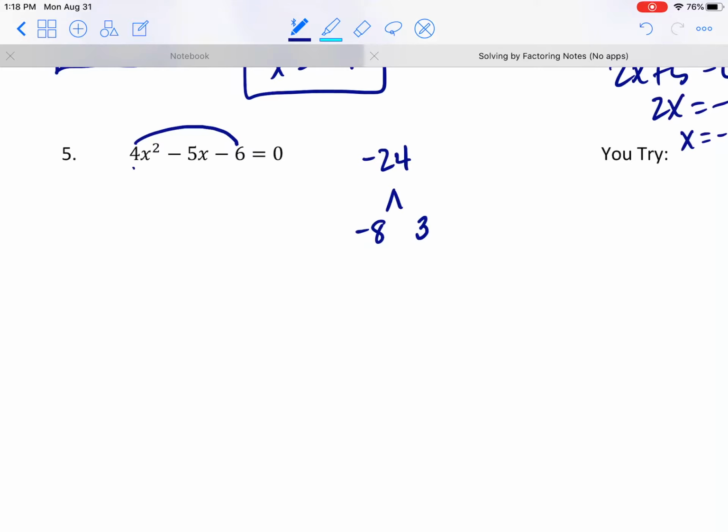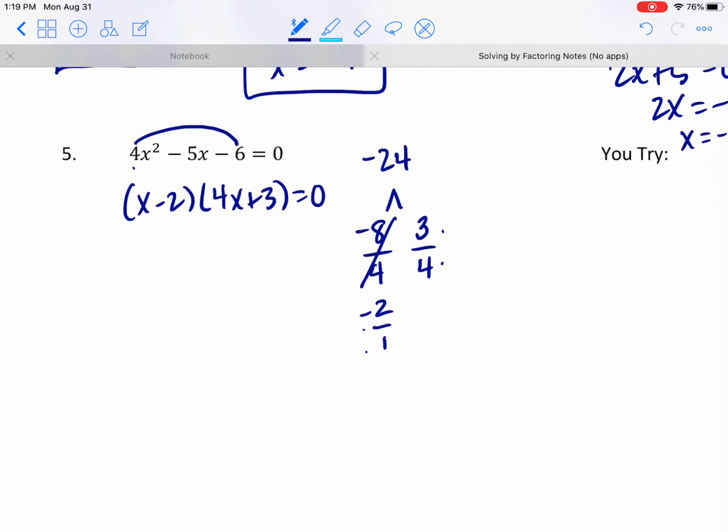Now both those factors are going to be divided by 4. And then we're going to reduce. And now we're going to read these reduced fractions from the bottom up. So 1x minus 2 is a factor. And 4x plus 3 is a factor. And now that it's factored, we can get to our solutions.